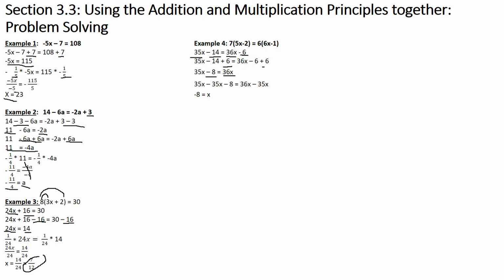So now I'm going to subtract 35x from the 35x and move it to the other side. Subtract it from one side, I've got to subtract it from the other. So 35x minus 35x leaves zero, and 36x minus 35x is simply x. And all I'm left with here is negative 8. So negative 8 equals x.